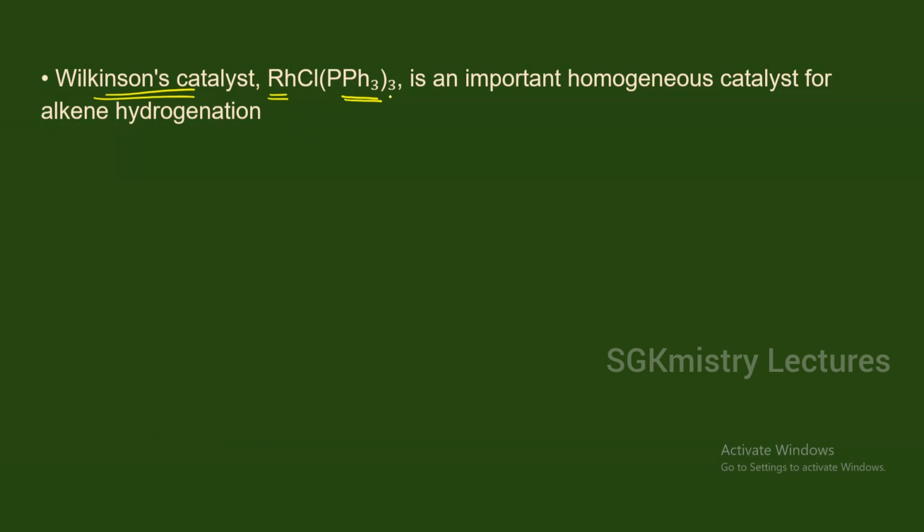Next, we have a specific important catalyst, that is Wilkinson's catalyst, that is rhodium complex, which has the triphenylphosphine groups, 3 triphenylphosphine groups and 1 chloro group. It is the most useful homogeneous catalyst for the hydrogenation of alkenes. So let us look into it.